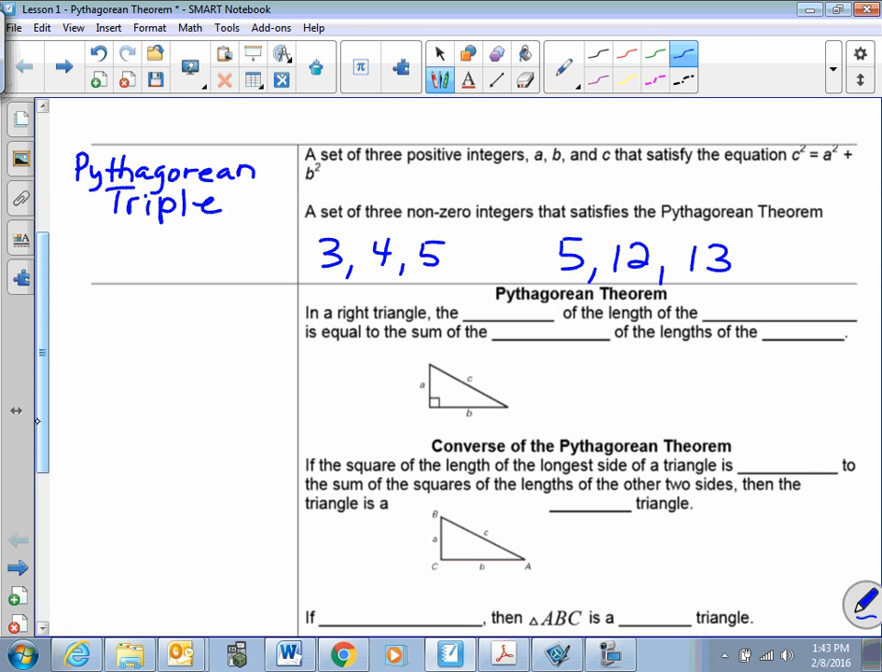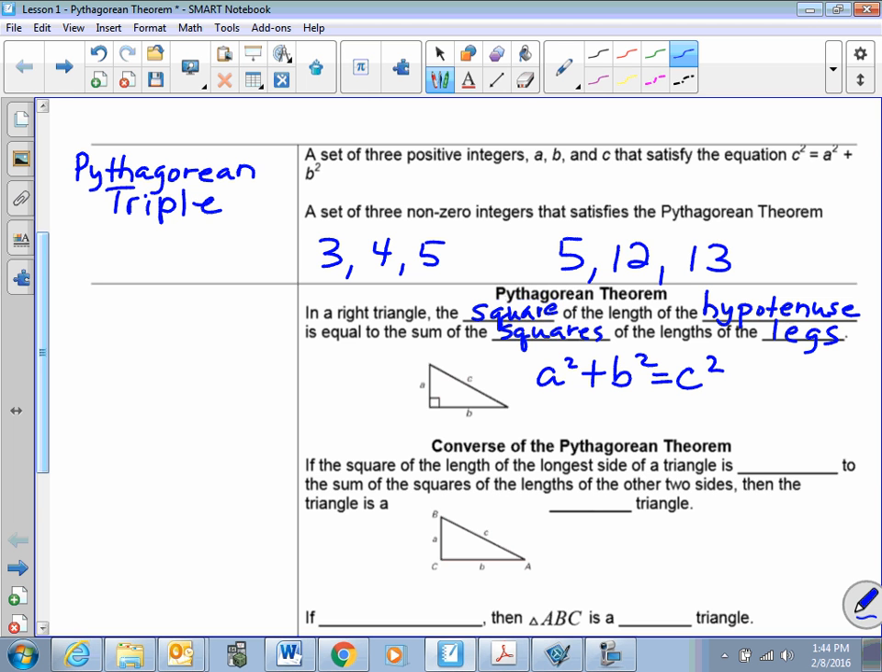Alrighty, so let's talk about the Pythagorean theorem, which you all learned many, many years ago. It says in a right triangle, the square of the length of the hypotenuse is equal to the sum of the squares of the lengths of the legs of the triangle. And of course, we've always known that as a squared plus b squared equals c squared, with c being the hypotenuse. You've always known this part, but maybe you didn't know the words, so there you go.